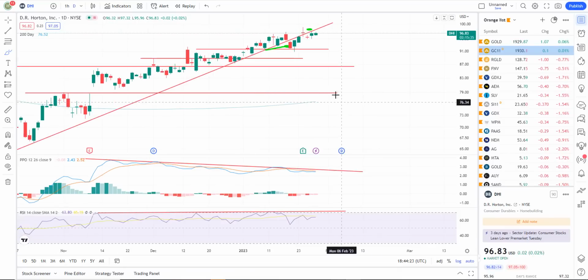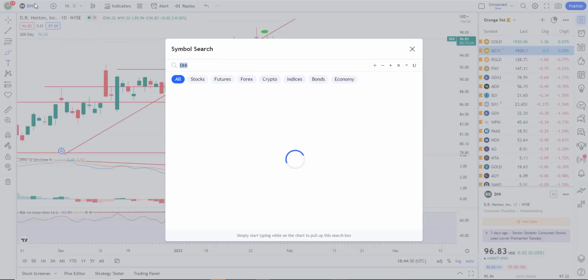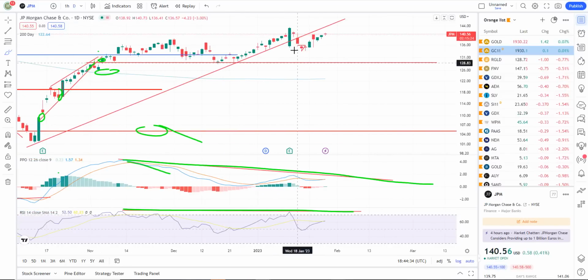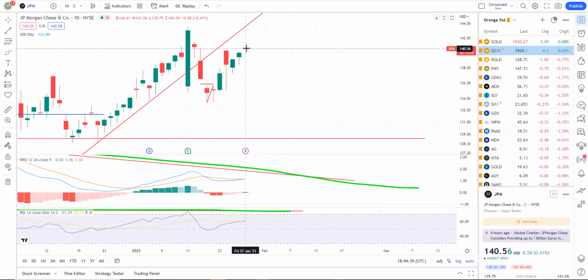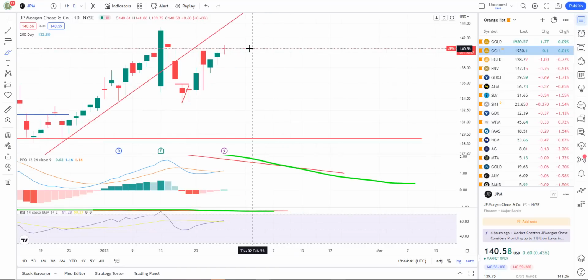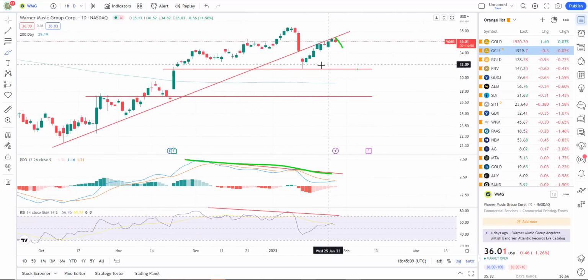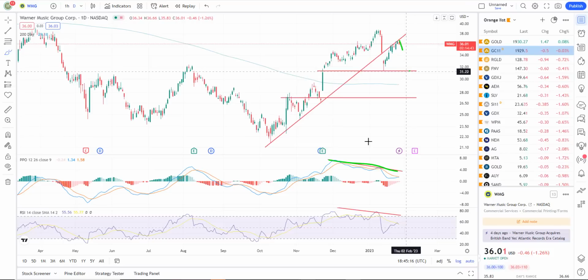DHI, no change. Looks very similar to CAT, just this breakdown and then this grind for all week. So no change there. JPM, same on that one. Basically, you've got the breakdown and just this grind. So no change there. Today, you can see the trading range is just, we're basically going nowhere from the open to the close. And WMG, very similar. Breakdown, sell signal, and then just this grind for the last 2 weeks, really.